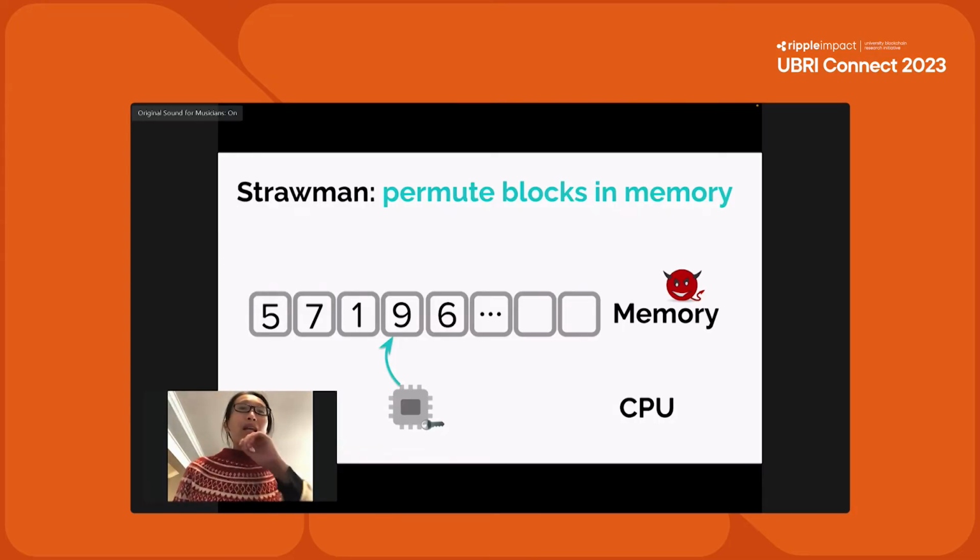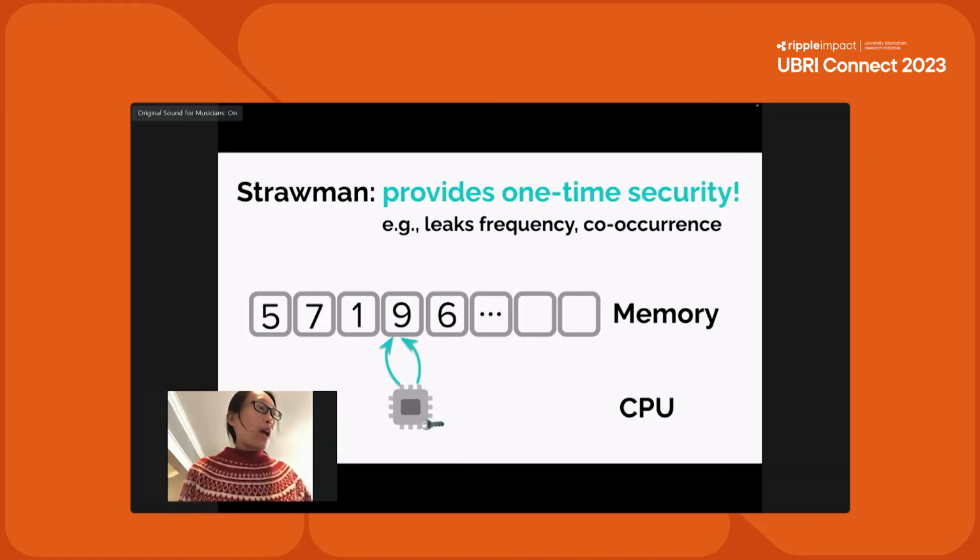Okay, so it seems like this may give you some security, but it's not exactly secure. The problem is that it will leak statistical information. For instance, if I have 2 consecutive accesses to the same block, the adversary can observe, oh, okay, now you access the same block twice. So it leaks things like frequency, and it also leaks high order statistics like co-occurrence.